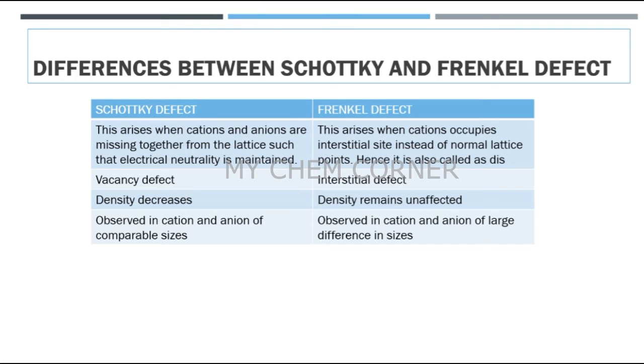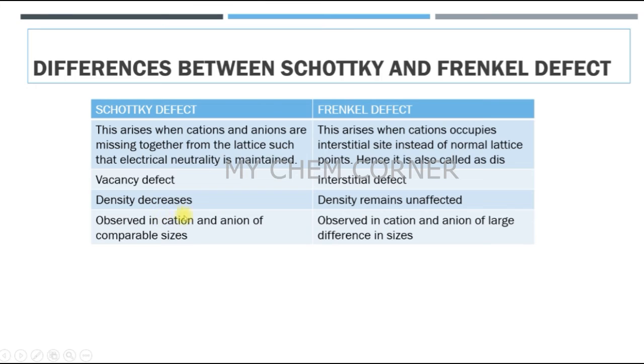So under Schottky and Frenkel defect, the very first one that can be written here is the definition. Schottky arises due to missing of cations and anions and hence maintaining electrical neutrality. Frenkel defect you can write when the cations occupy the interstitial site rather than the normal site. When you look at a Schottky defect, you can say that they observe a vacancy defect, whereas Frenkel defect has interstitial defect. Now in Schottky defect, because both cations and anions are missing, the density is going to reduce. But in Frenkel defect, because it's only moving to an interstitial site, the density is going to remain unaffected.